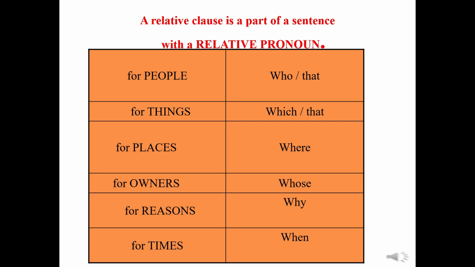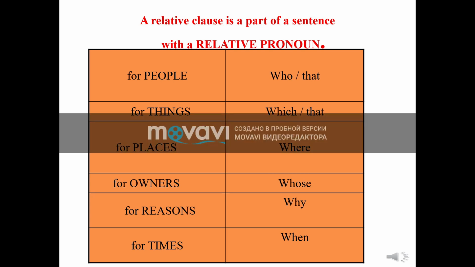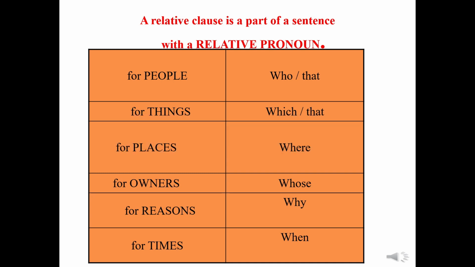A relative clause is a part of a sentence with a relative pronoun. We use for people, who, that; for things, which or that; for places, where; for owners, whose; for reasons, why; for times, when.